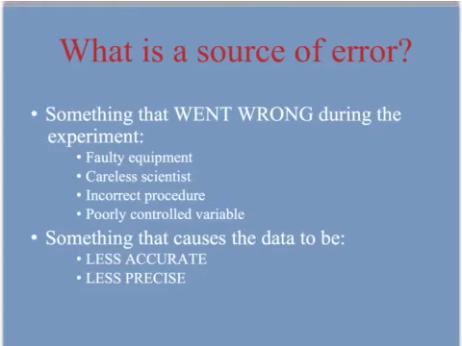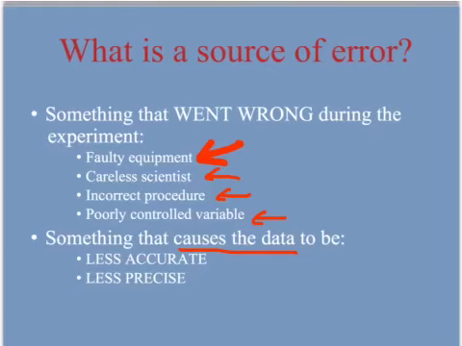Now, things that can go wrong in an experiment are faulty equipment, careless scientist, just like thin a pen here, careless scientist, incorrect procedure, and poorly controlled variables. And you would know that those things went wrong. Okay, they wouldn't be beliefs. You would know they went wrong. And these errors cause the data to be less accurate and less precise. Now notice that it's causing the data to be less accurate and less precise.